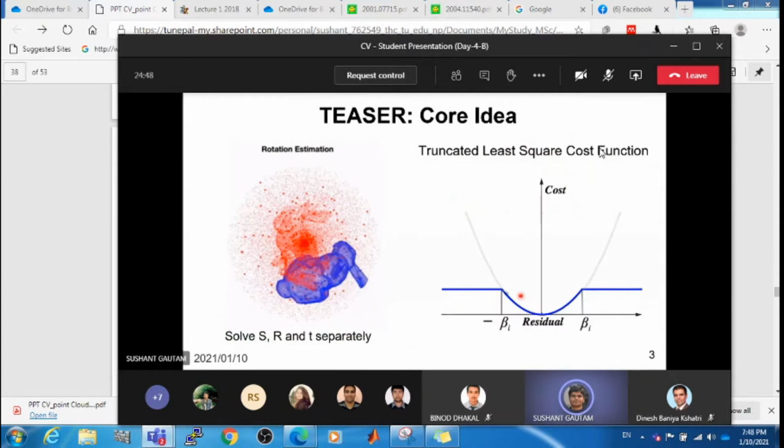So the magic sauce is that we first decompose the entire estimation problem into three sub-problems: scale estimation, rotation estimation, and translation estimation. Look at this cool animation showing the decomposition into three problems. We will surely talk about decomposing later on. And after decomposing, we use a truncated least squares cost function to solve each sub-problem. We are all familiar with similar variants of least squares.